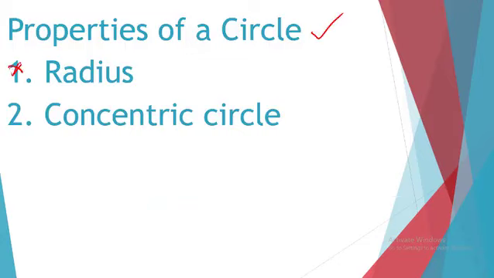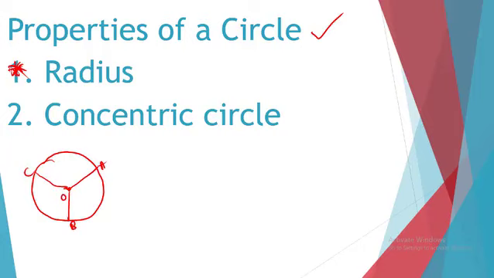Number one is what we call radius. Okay, when we have a circle and then this is the center, the radius of a circle is a line from the center of the circle to any part of the circumference. This is the center. Then any line from the center to any part of the circumference is what we call radius. Let's call the center O. This is A, this is B, and this is C.